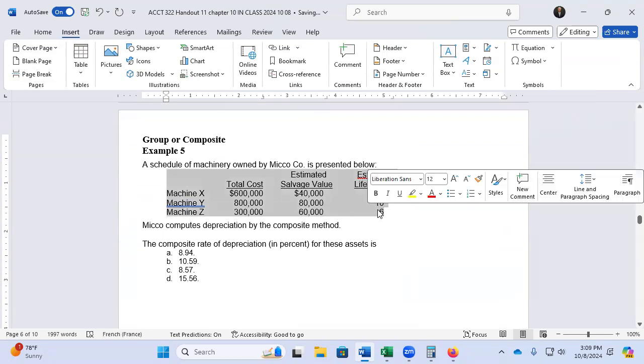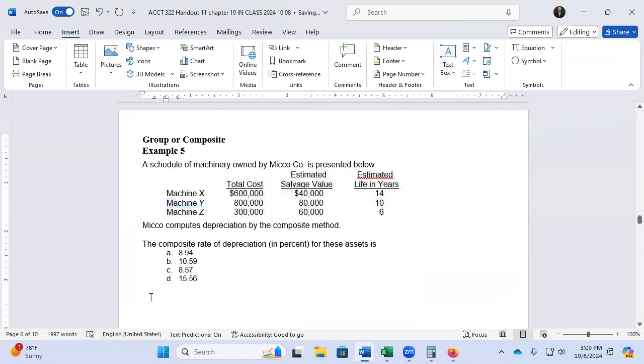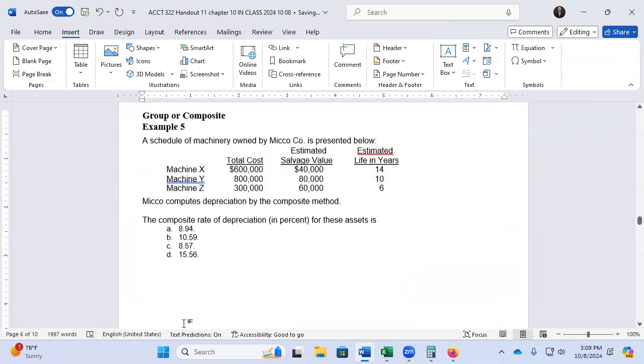Okay, so let's go ahead and look at example 5. And so now we're using a composite rate of depreciation in percent. And so we have to calculate straight line depreciation for each asset.